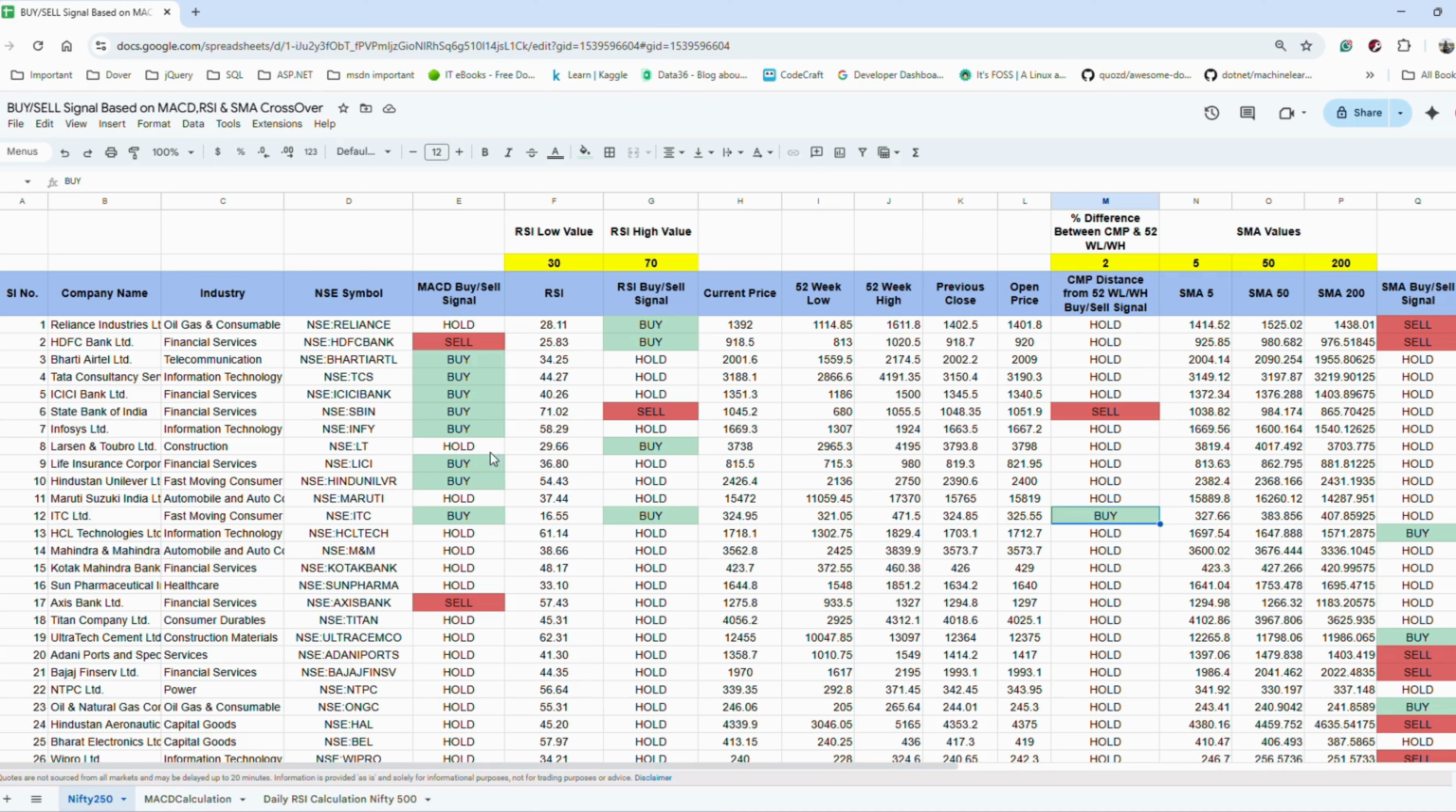Maybe MACD, RSI, and the difference between 52-week low and 52-week high are opposite to SMA, but still you can get a fair idea of which stock you can buy and which stock you should not buy as of now, or if you have already bought, you can sell that stock. Okay, so that's it as of now.